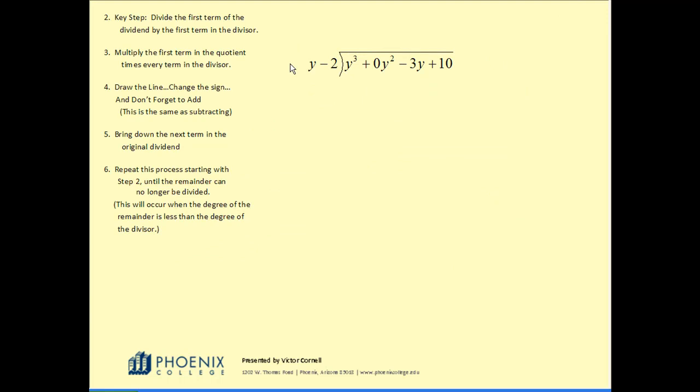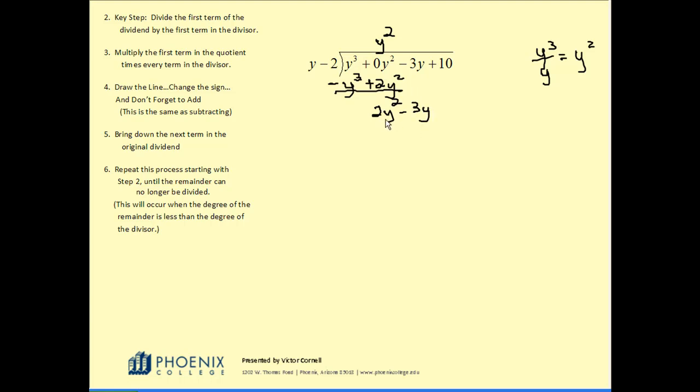Second step is key. It says to take the first term of the dividend and divide it by the first term of the divisor. So the first term of the dividend is y cubed. I'm going to divide that by y, and I get y squared. Place that up here, and now you can see why I wanted to put that spacer in there, so I had a spot for that y squared. Now multiply y squared times minus 2, minus 2y squared. Y squared times y is y cubed. Now you subtract, but I'm going to do subtracting by adding the opposite. So draw the line, change the sign, and add. That's the same thing as subtracting, but it works a lot better when you have all these negative signs going on. And then bring down the minus 3y.